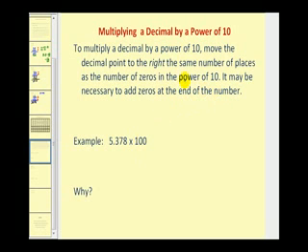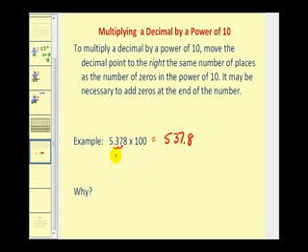So for example, what this is telling us is if we multiply 5.378 times 100, there are 2 zeros in this power of 10, so we can just take the decimal point and move it to the right 2 places. If you ever get confused on which direction to move it, when we multiply by 100, the number must get larger, therefore it must move from left to right. So this product would be 537.8.